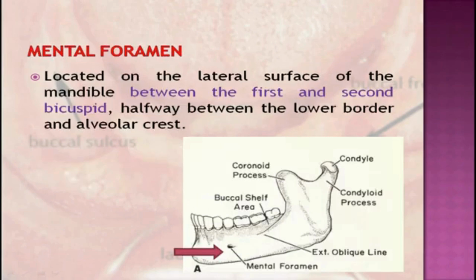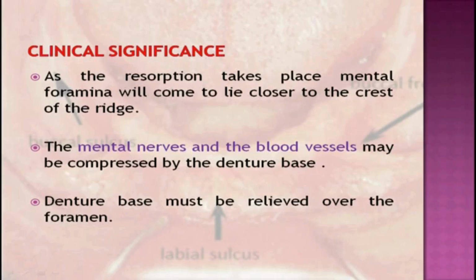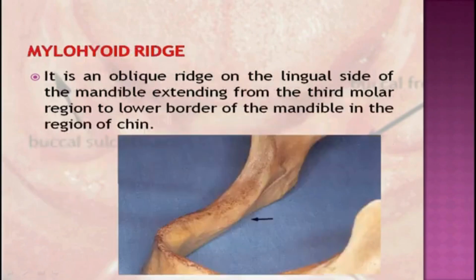Next is the mental foramen. The mental foramen is located on the lateral surface of the mandible between the first and second bicuspid, halfway between the lower border and the alveolar crest. As resorption takes place, the mental foramina will come and lie closer to the crest of the ridge. In these circumstances, the mental nerves and the blood vessels may be compressed by the denture base. So the denture base must be relieved over the foramina.